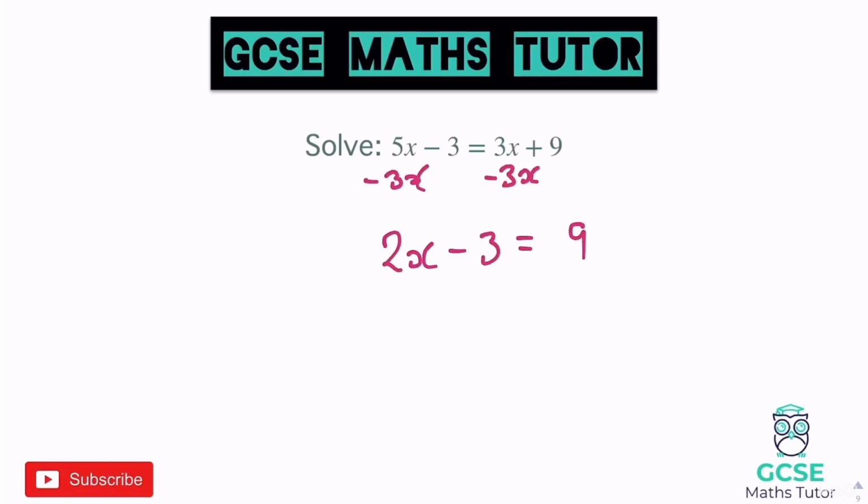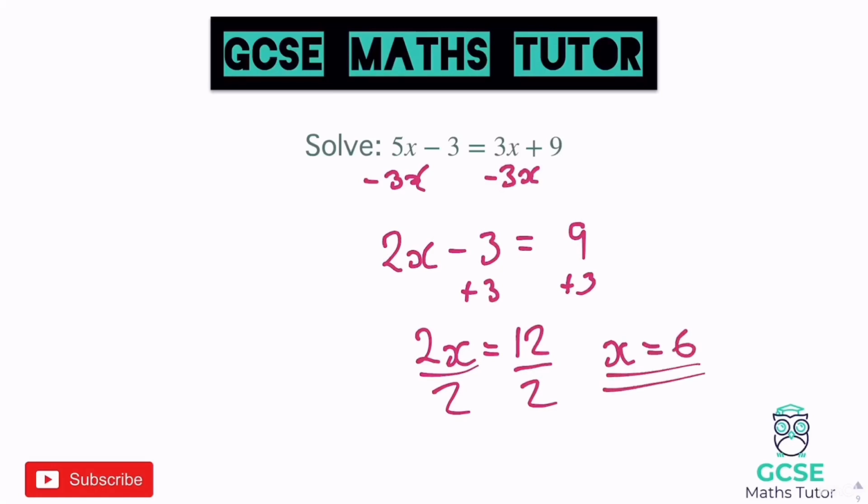So now we've got an equation just like the question before, so again we can add 3 to both sides, and we get 2x equals 12, and then we can divide that by 2. Again, I like writing that as a fraction, and 12 divided by 2 is 6, so we can write that as a whole number, x equals 6.